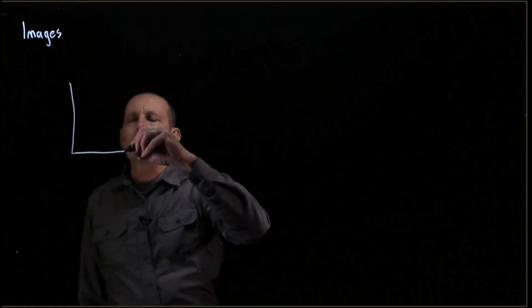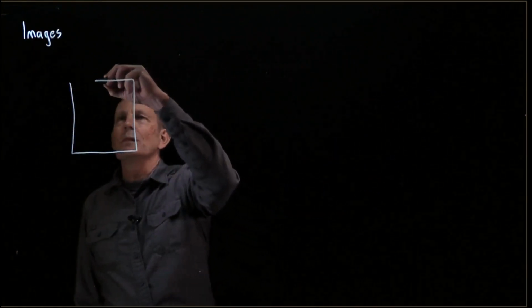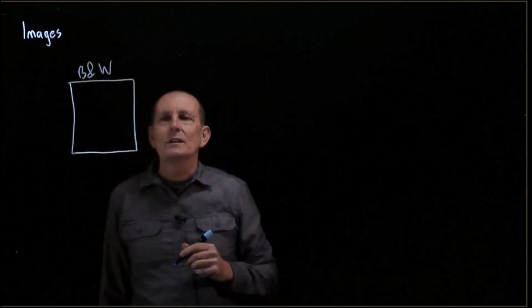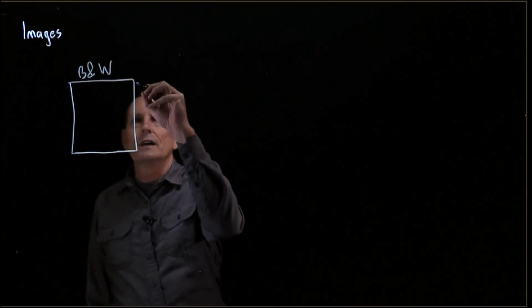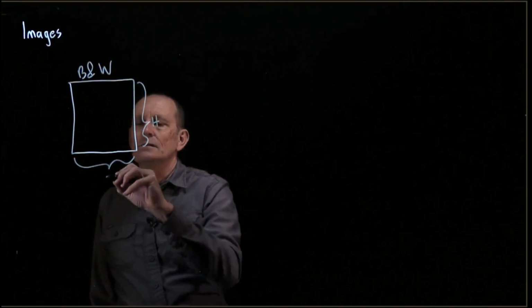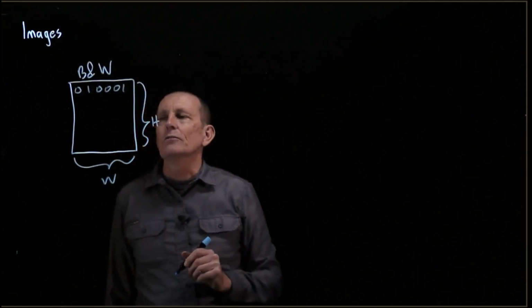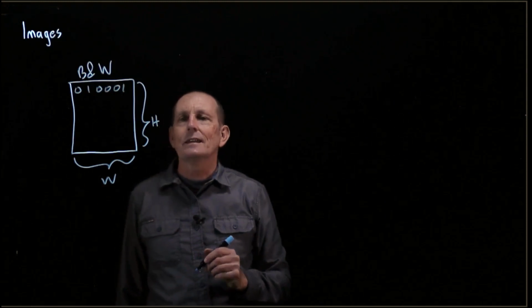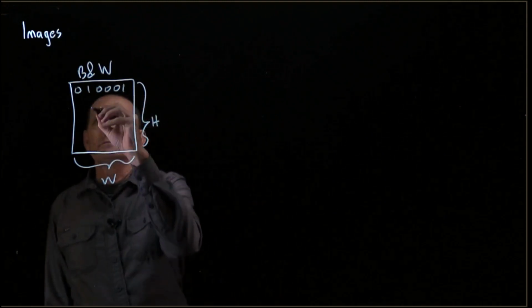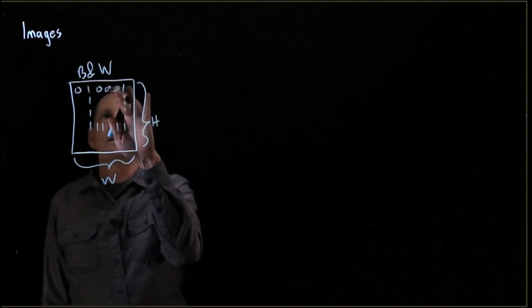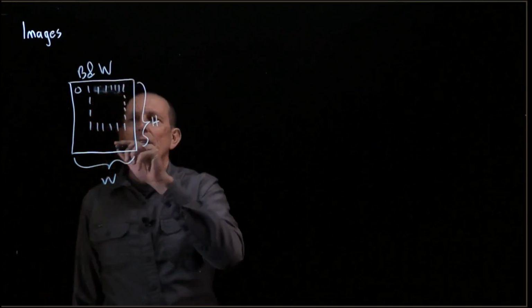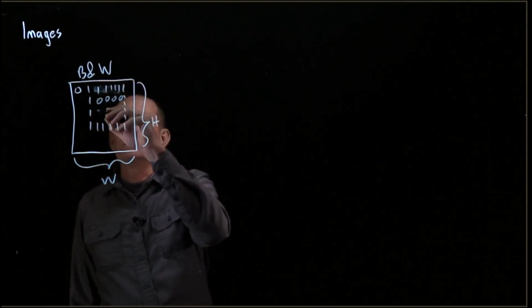Let's talk about working with images. So the simplest kind of image might be, let's say, a grayscale image. But let's look at an even simpler one, which would be black and white. In a black and white image, we would have height and width, and then we would just have zeros and ones. So if we wanted to have a square in here, we could have some ones and then zeros everywhere else.